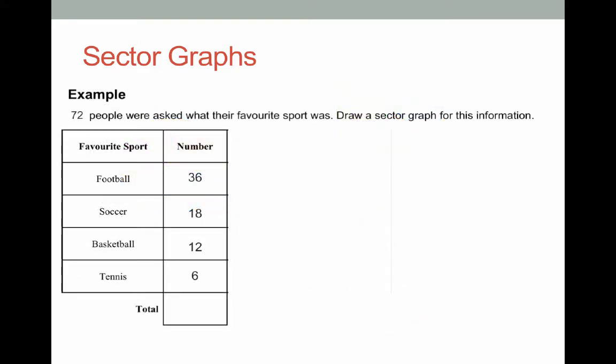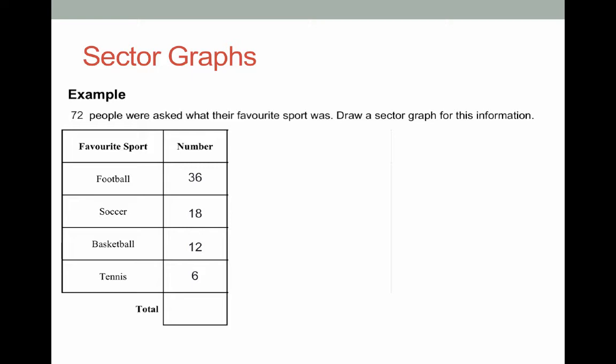As always, whenever you're drawing a graph, you need data to begin with. So in this example, we have 72 people who were asked what their favorite sport was. And I'm sorry to keep the sport reference going, but it's just the easiest thing to pick. We're going to draw a sector graph for all this information.